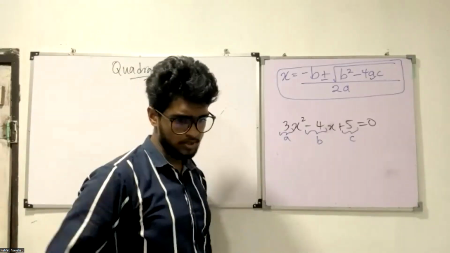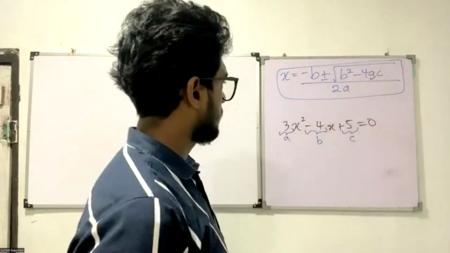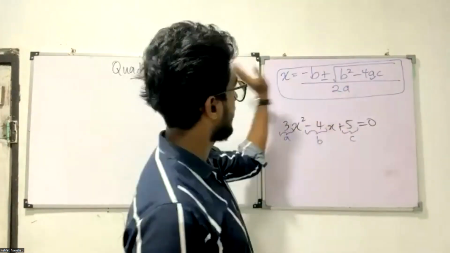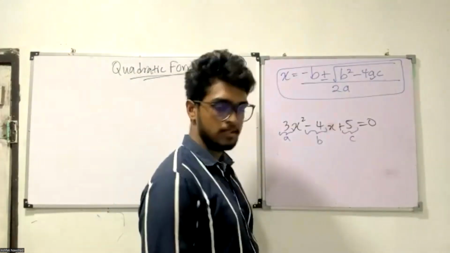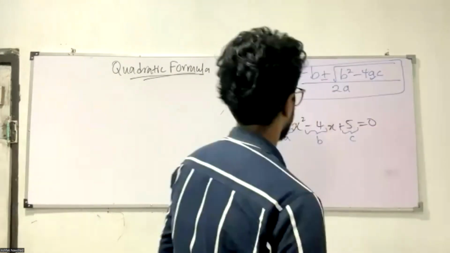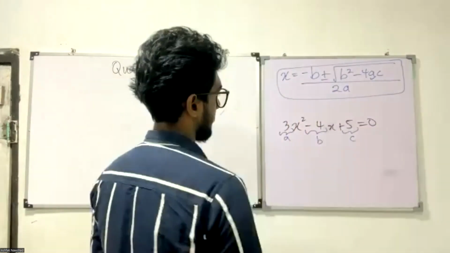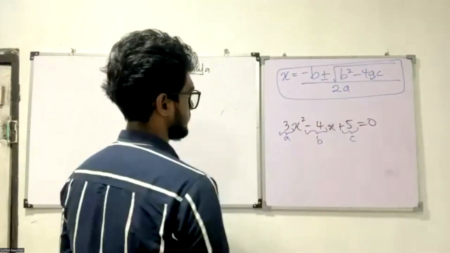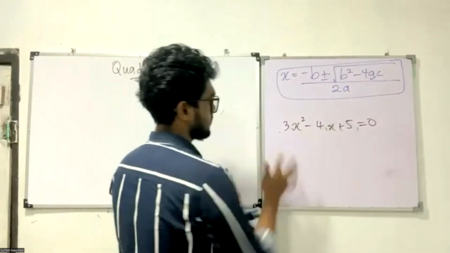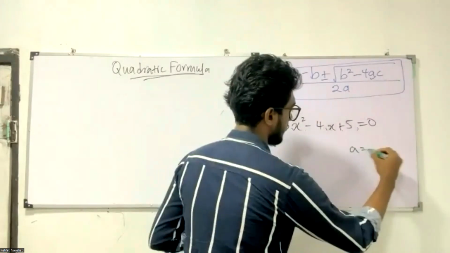A, B, and C. Okay. So we'll just have to substitute these values, and we get a value for x at once. Correct? Let's try this question itself. This is the question: 3x squared minus 4x plus 5. See? So the value of A is 3 here.